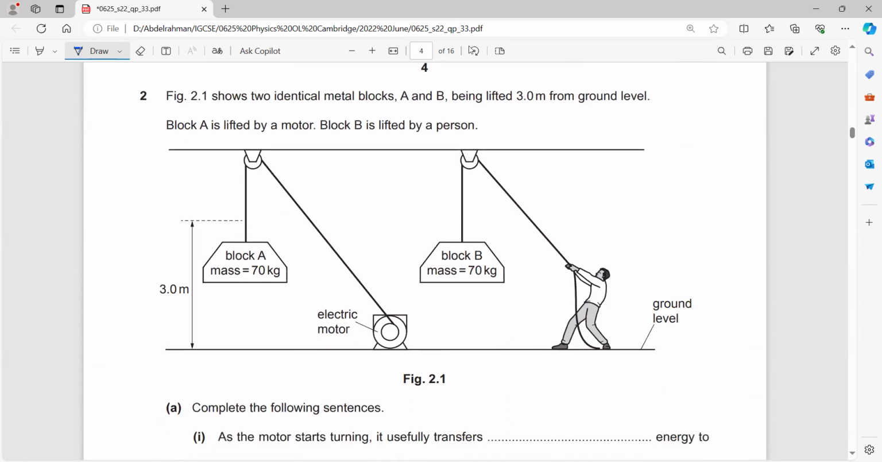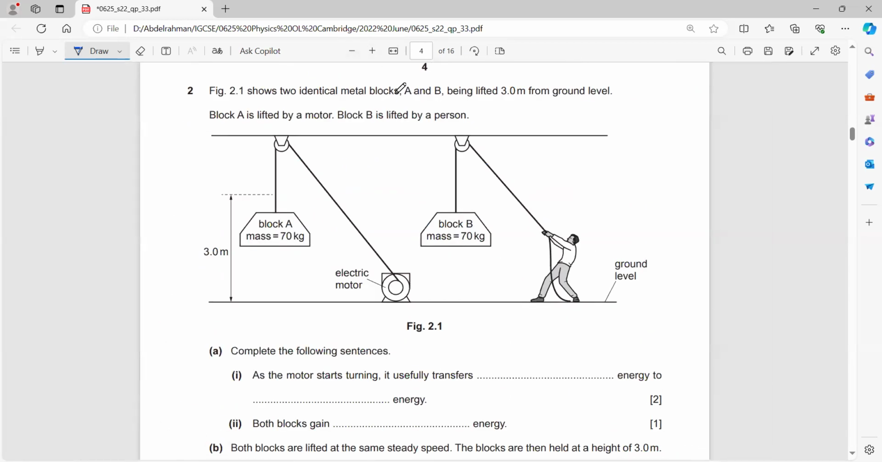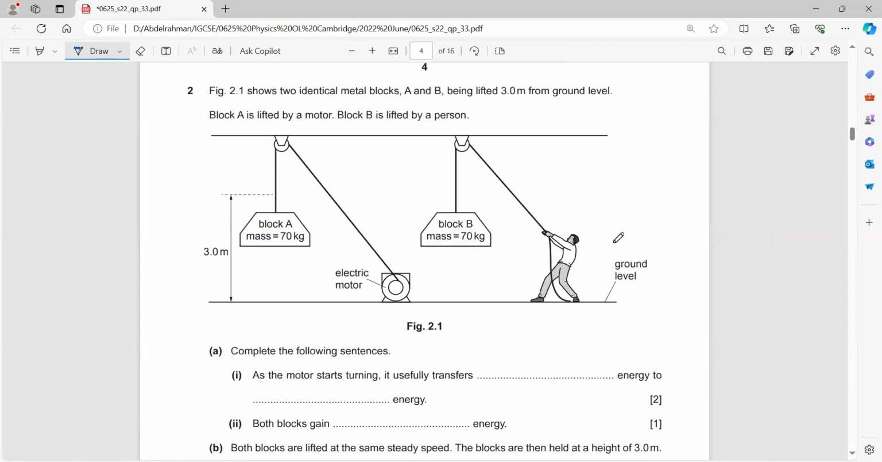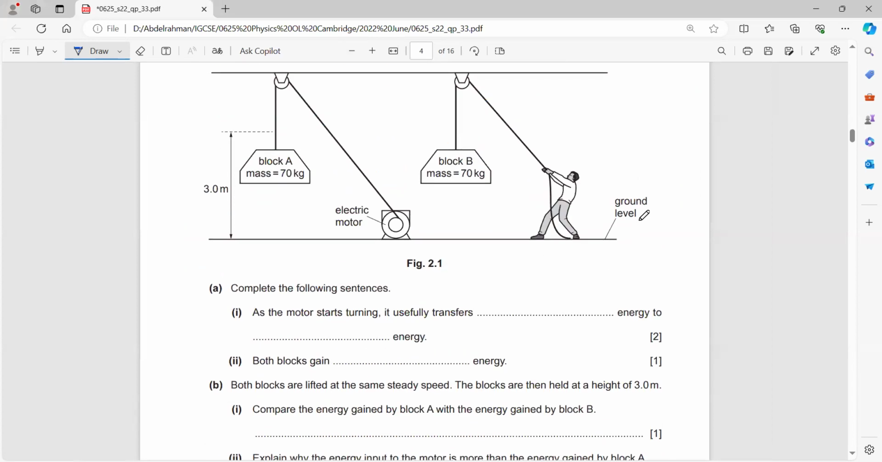Let's go, next question. Block A is lifted by a motor, block B is lifted by a person. Complete the following sentences. As the motor starts turning, it usefully transfers what energy to what energy? Electric to kinetic. Electric to kinetic. Nice. Correct.